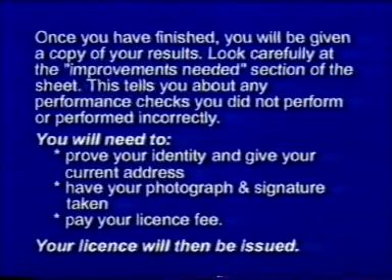Once you have finished, you will be given a copy of your results. Look carefully at the Improvements Needed section on the sheet. This tells you about any performance checks you did not perform or performed incorrectly. You will need to prove your identity and give your current address, have your photograph and signature taken, and pay your licence fee. Your licence will then be issued.